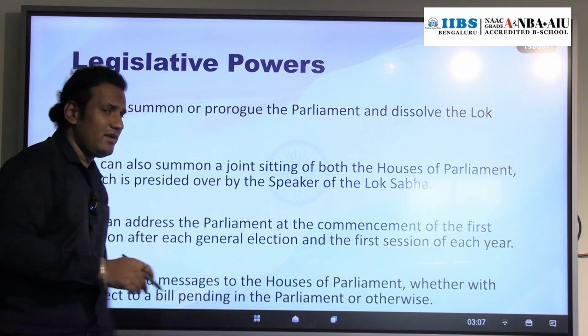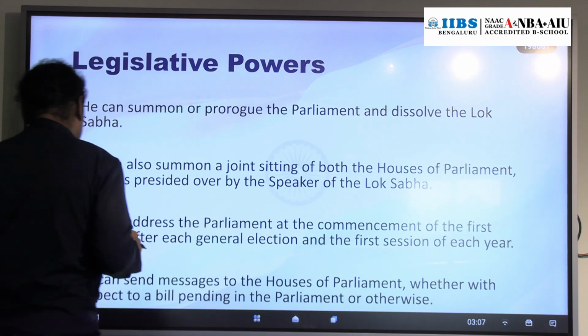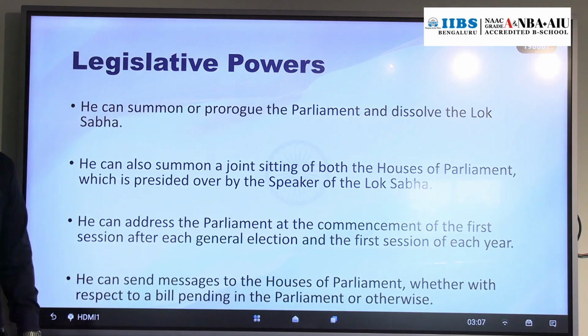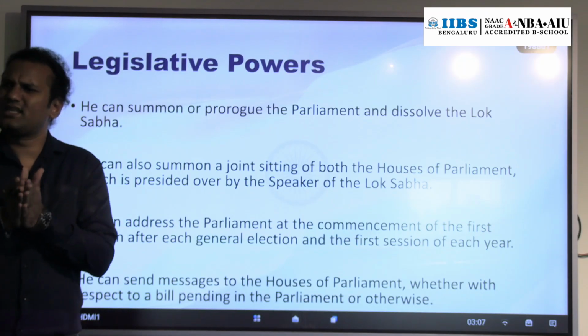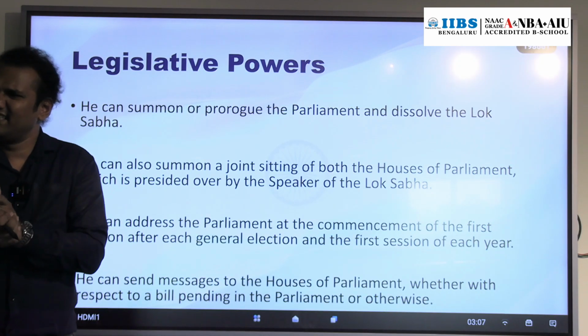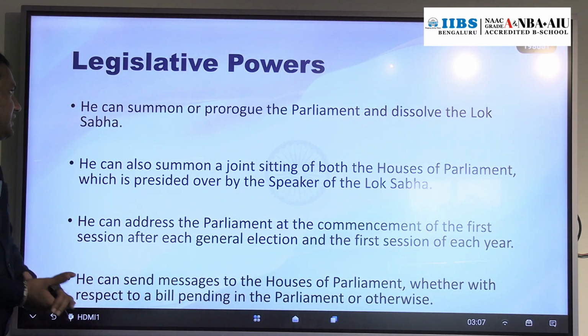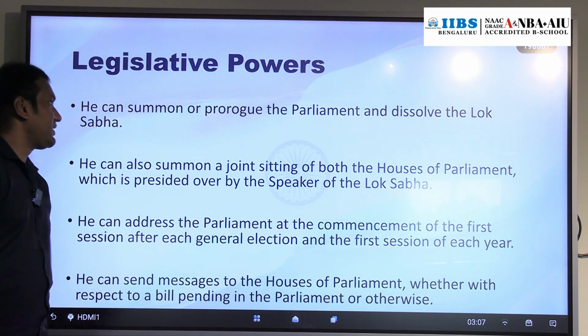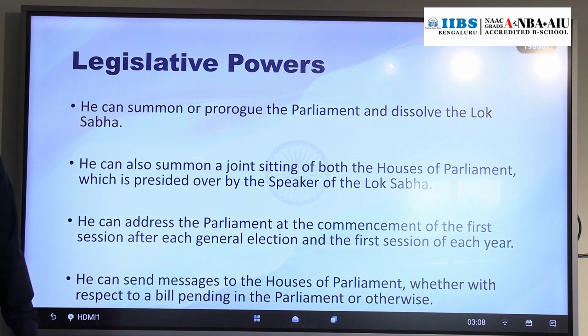Okay, so now we will discuss the legislative power of the President of India. We already discussed the executive power of the President of India. Now we will discuss legislative power, which means powers related to lawmaking. So what are the powers of the President? First, what can the President do? The President can summon and prorogue the Parliament and dissolve the Lok Sabha.